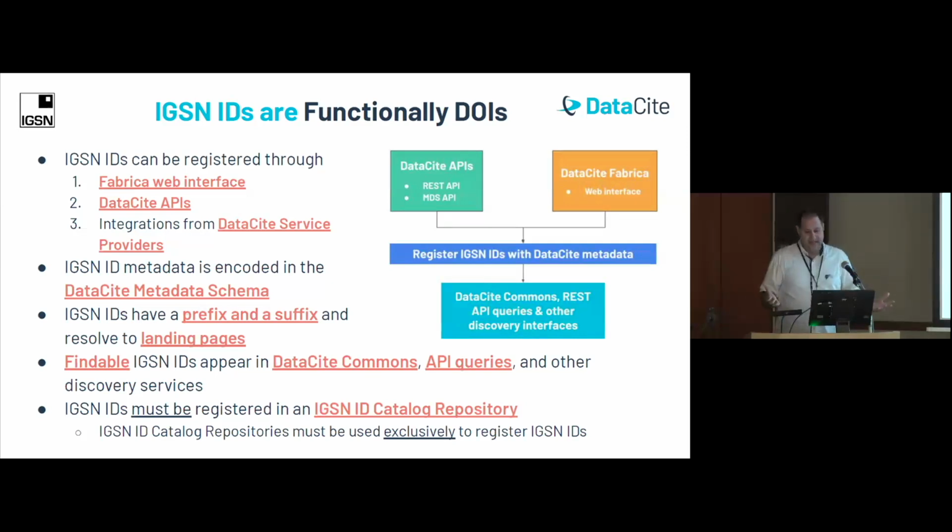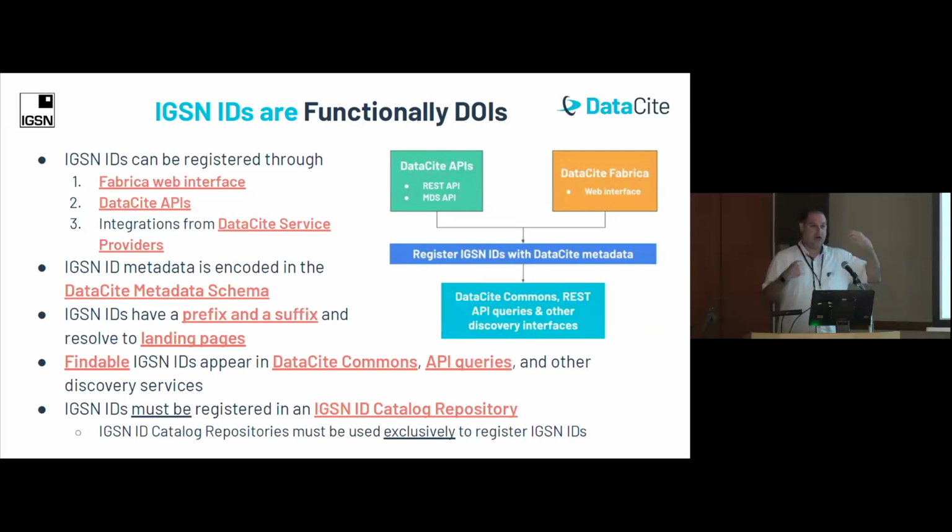Findable IGSN IDs again appear in DataCite services such as DataCite Commons, API queries, and any other discovery services that use DataCite records. The big difference is that we don't currently recognize IGSN IDs at the record level. That will come in our next major iteration of the DataCite metadata schema, where we can have more breaking changes. But at the moment, we can do pretty much anything you would want to do as recognizing an IGSN ID by using what we call an IGSN ID catalog repository.